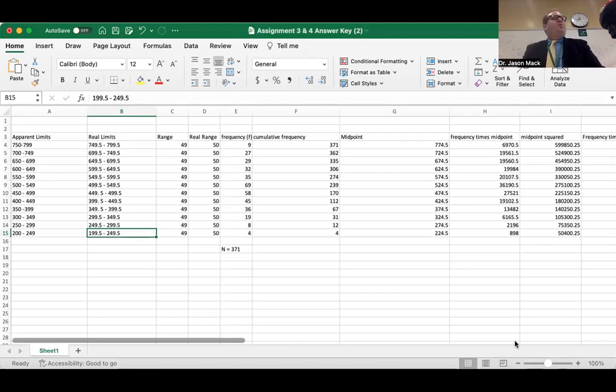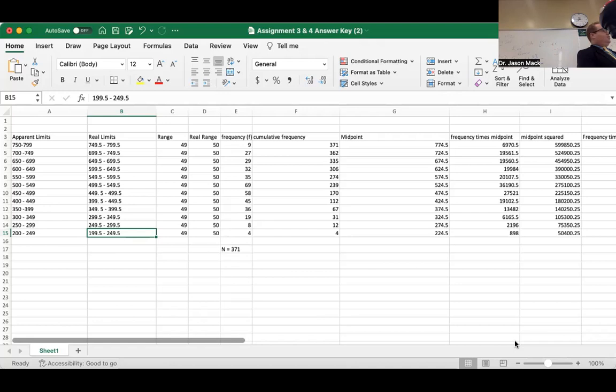Does anyone remember what the formula is for the range? It's just the highest number minus the smallest number. So what do you think the range is for the first one? What about the next one? They're all 49. Does that make sense, everybody?